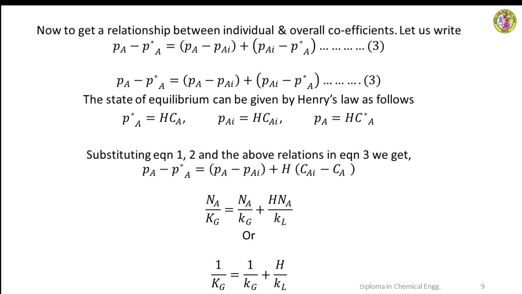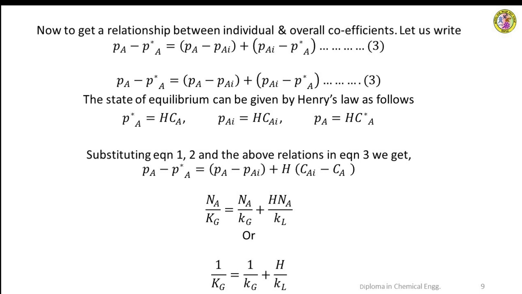To get a relationship between the individual and overall coefficients, let us now expand the term Pa minus Pa star of equation 1. So we can write Pa minus Pa star as Pa minus Pai plus Pai minus Pa star. So we are introducing the term Pai, that is, by adding and subtracting Pai to this term, in order to get the individual coefficients into the overall coefficient equation.